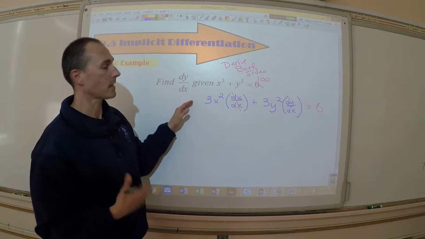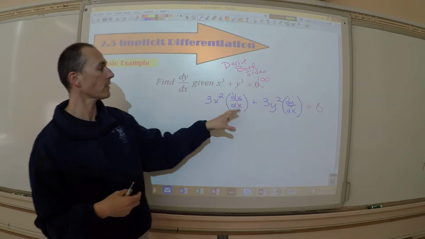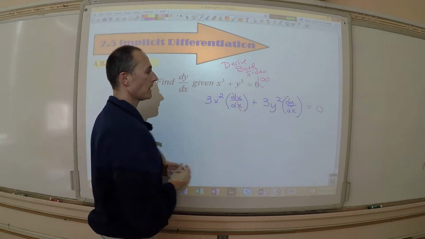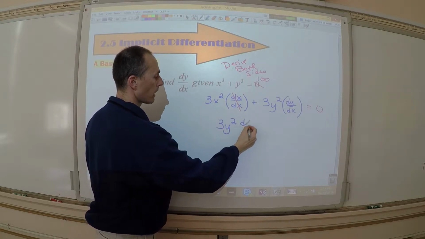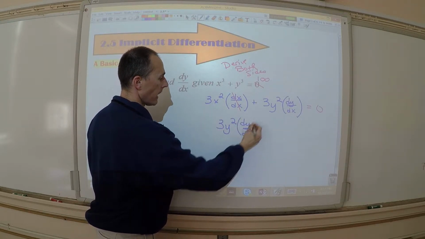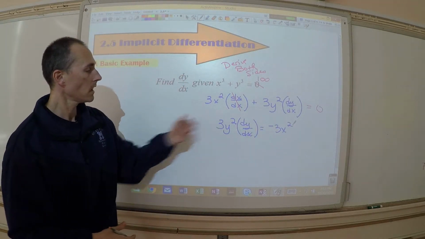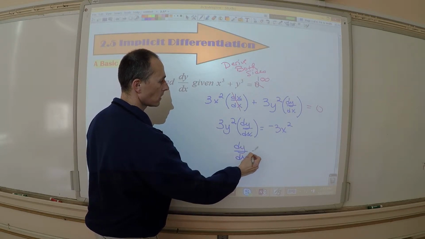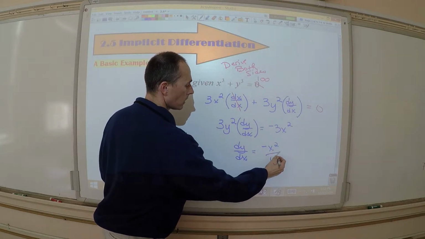So the first step is the calculus, and then from there on in, it really just becomes algebra. So we're going to have to solve this for dy/dx. All we want to do is isolate dy/dx. So 3y squared times dy/dx would equal negative 3x squared. To finish off, dy/dx would just equal negative x squared over y squared.